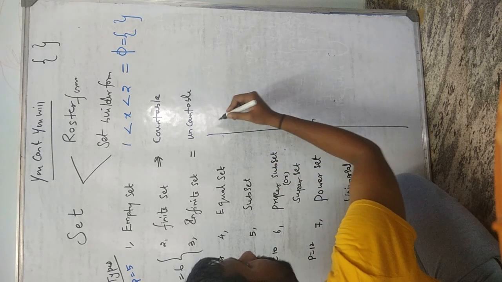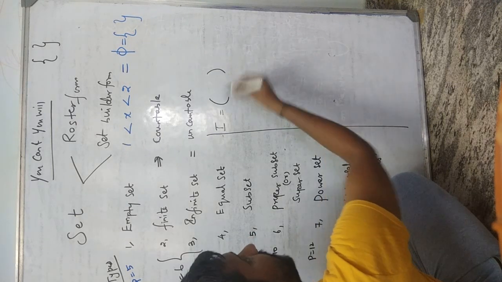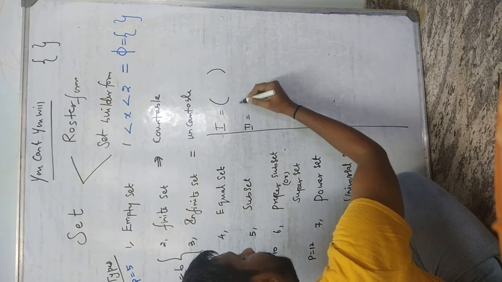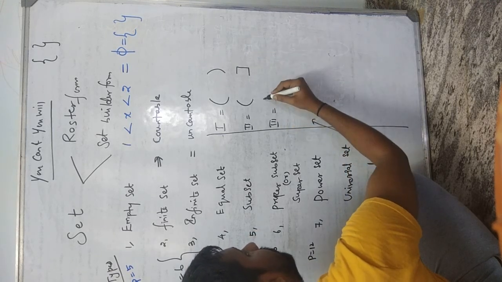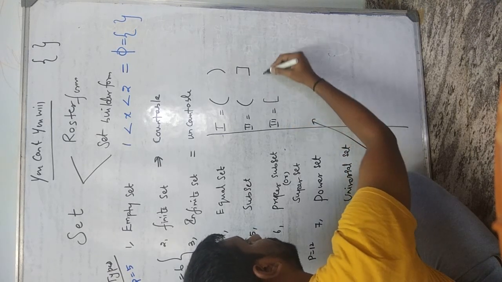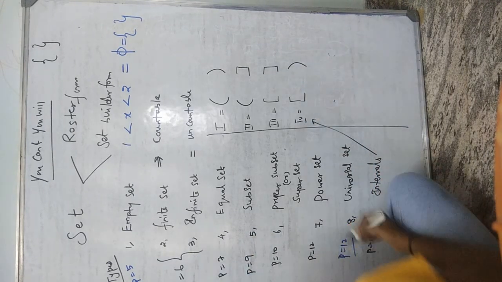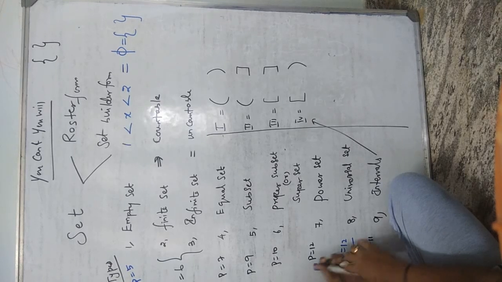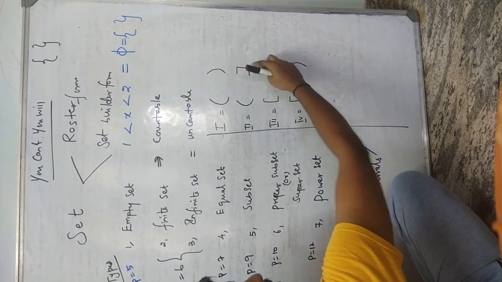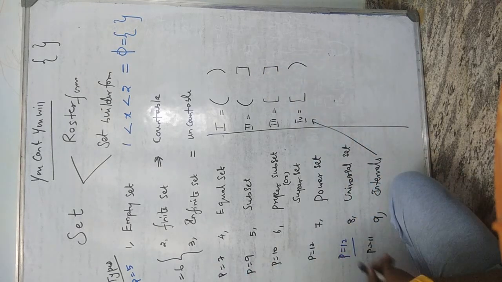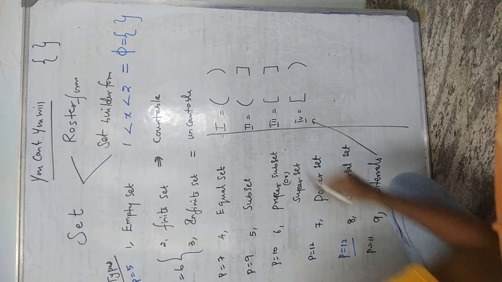There are four types of interval. First type, this is said to be open interval. Second type, open and closed. Third type of interval, closed interval. Fourth type of interval, closed and open. For example, one more time, these types of intervals. Open interval, open and closed, closed interval, closed and open. What is the meaning? This will be useful for class 12. So, see the video carefully.